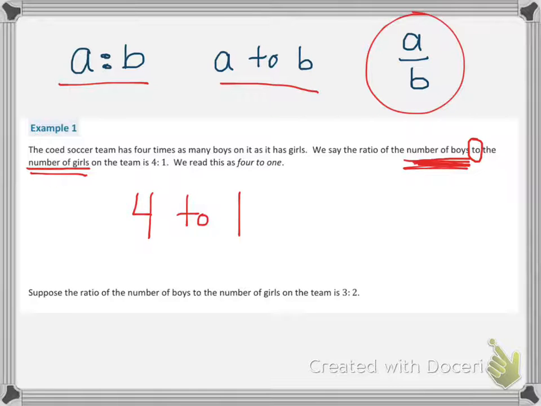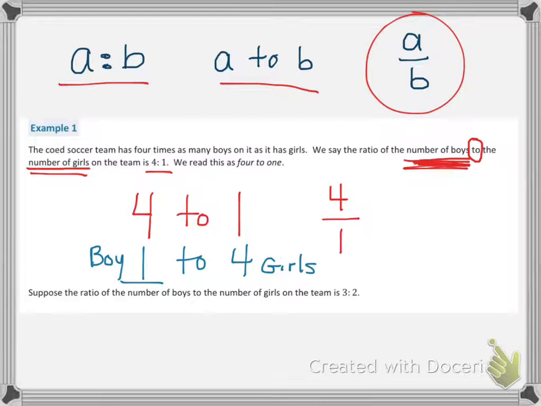So 4 to 1. And we can write it with the word to. We can write it as they did with the colon. Or we could write this as a fraction, 4 over 1. Those are the 3 possible ways to write that ratio. If I were to change the order, I completely change the meaning of the ratio. If I say that the ratio is 1 to 4, that means there's 1 boy for every 4 girls. And that's not what they told us. So the order of the ratio, the way that we write it, is extremely important.